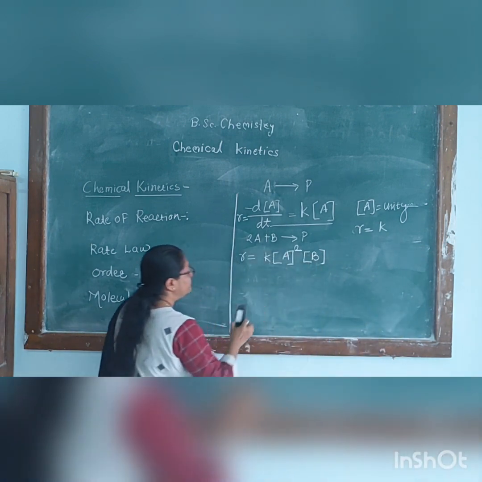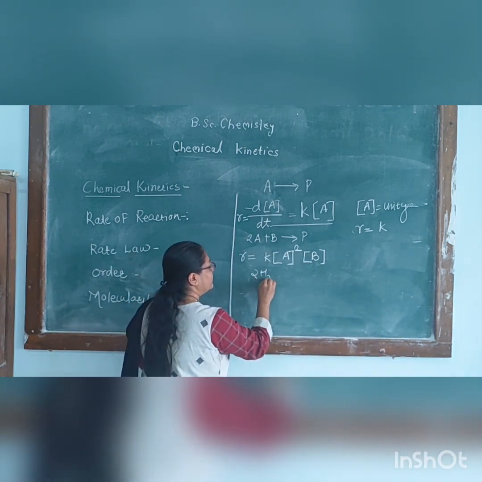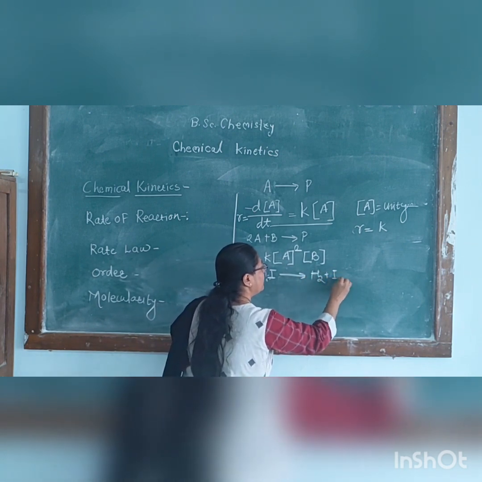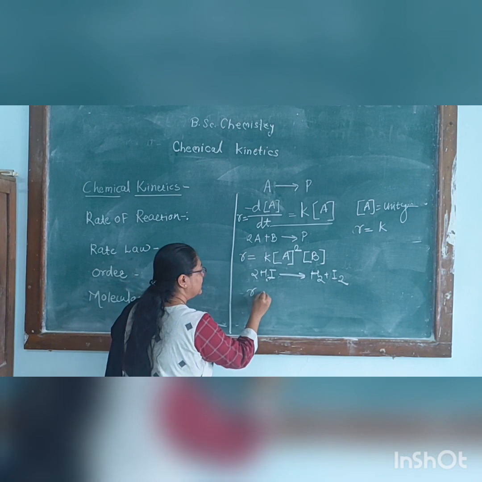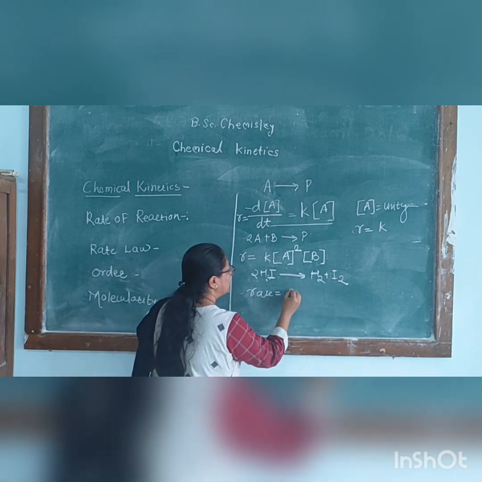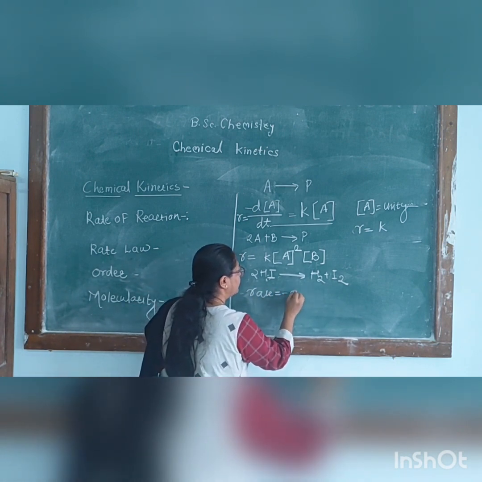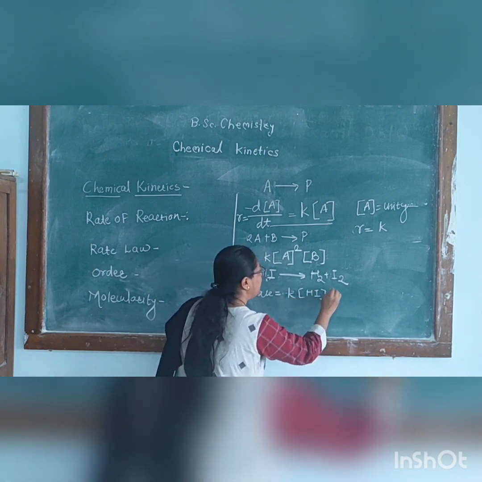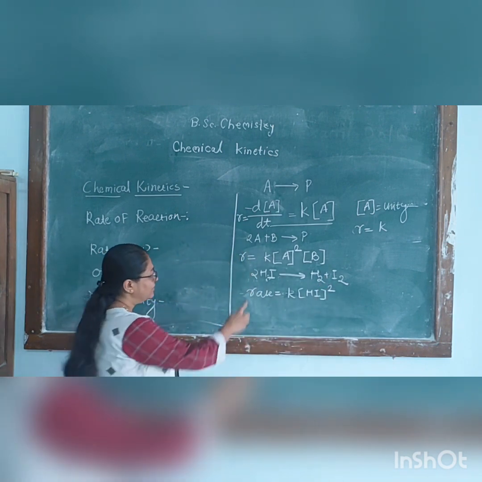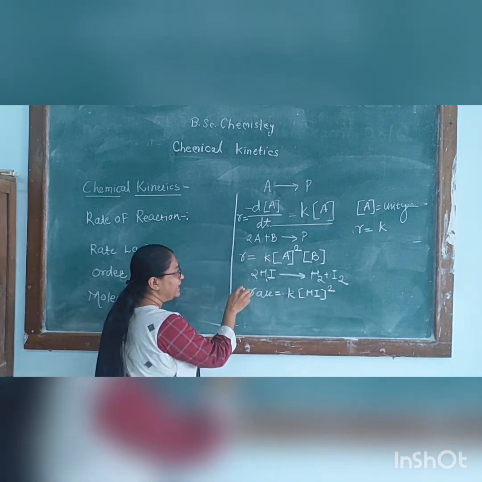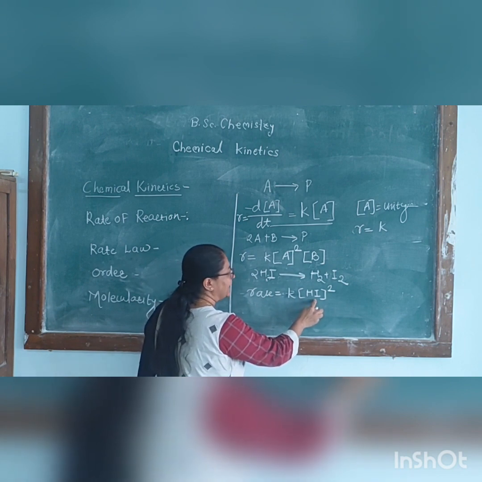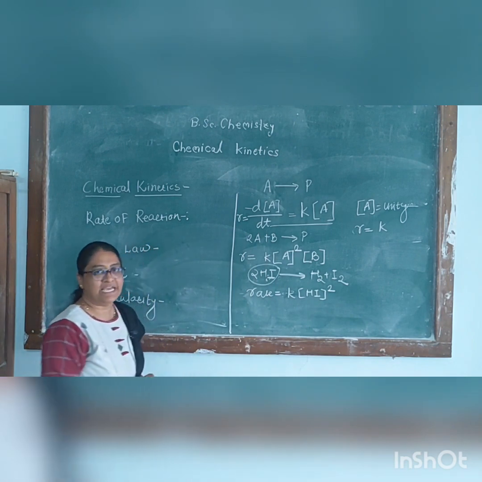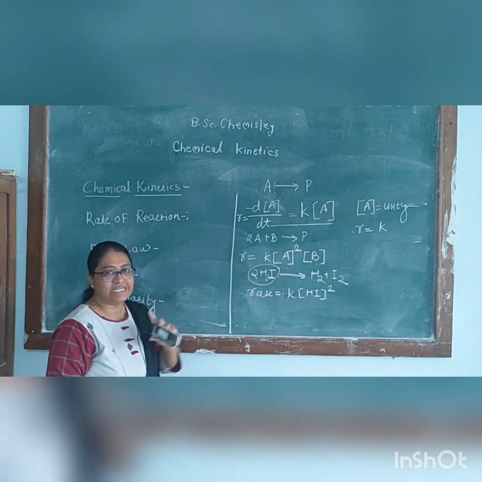Let's see some example. In this reaction, the rate law is: the rate of reaction is equal to K into the concentration of HI raised to 2. Here this is the reaction, and here the concentration of HI is raised to 2. That means here this many moles are involved in the reaction, which undergoes the change in concentration.